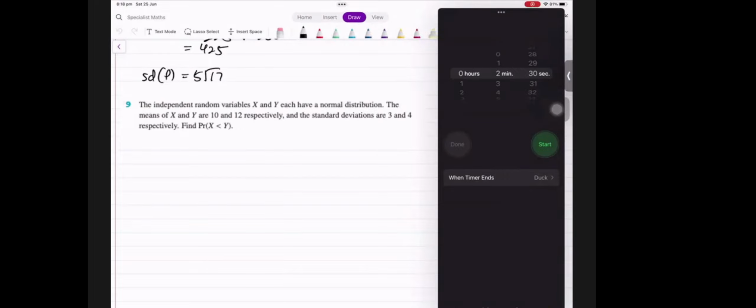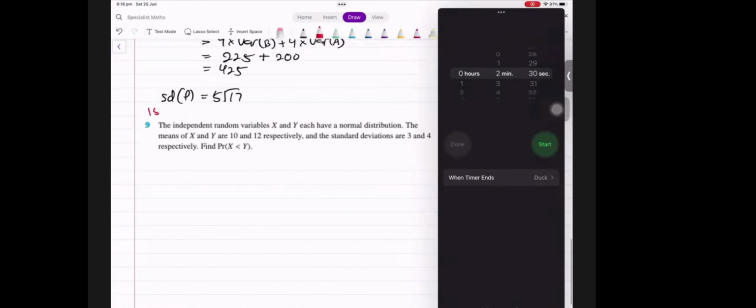I'll quickly list which question this was from. This was from 15, let's see. Yeah, so this would have been 15B in the Specialist 3-4 textbook. Okay.